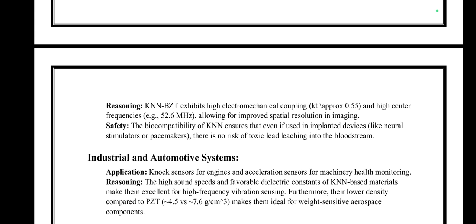And other than that, the biocompatibility of KNN ensures that even if used in implanted devices like neural stimulators or pacemakers, there is no risk of toxic lead leaching into the bloodstream.